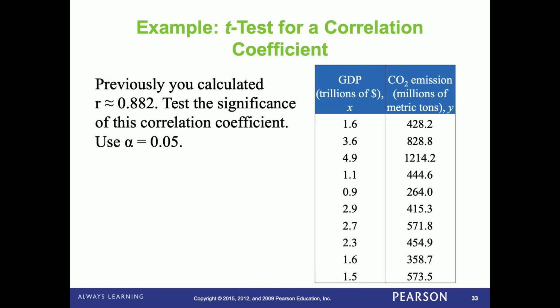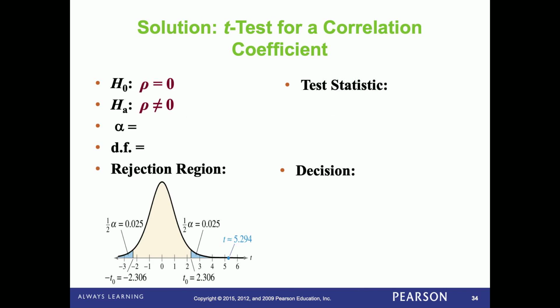All right, so here's an example. With this GDP versus CO2, we got an R of 0.882. And we want to test the significance of this correlation coefficient using 0.05 as our critical value. Because it's two-tailed, our null hypothesis is rho equal to 0. We're going to see if we reject this or not. Otherwise, if it's not equal to 0, then it's significant. Our level of significance is 0.05. Our degrees of freedom is 10 minus 2, which is 8.